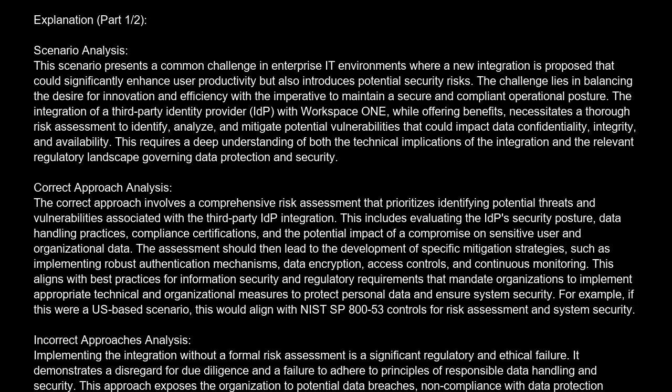The correct answer is A. Conduct a comprehensive risk assessment to identify potential threats and vulnerabilities, evaluate the third-party IDP's security controls and compliance, and develop specific mitigation strategies before proceeding with the integration.